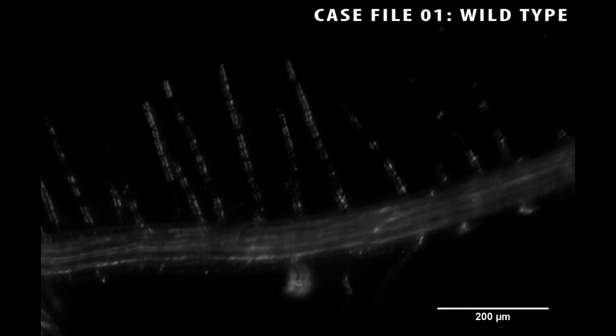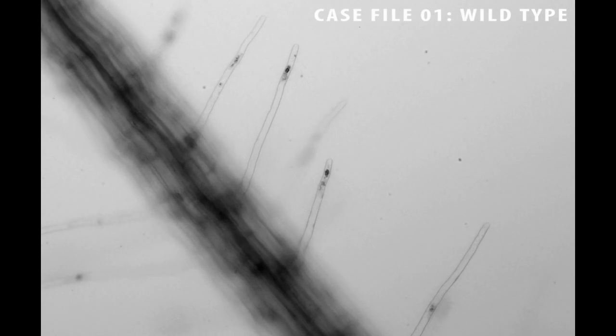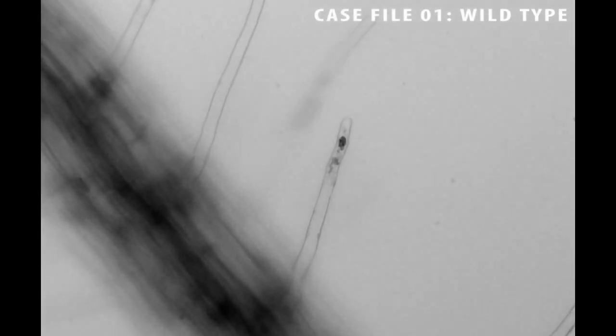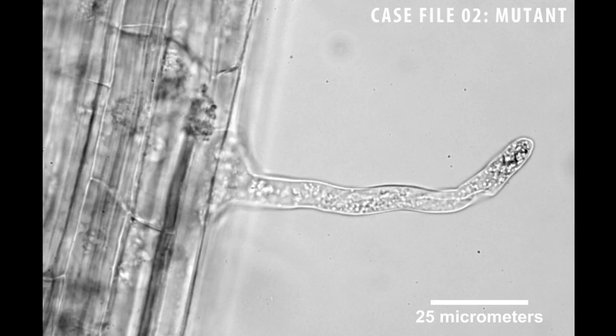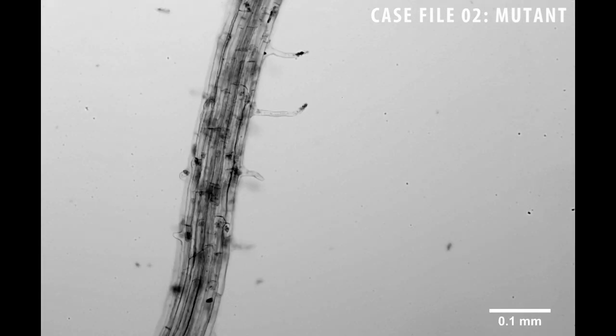As my partner and I scanned through our first set of clues, we confirmed exactly what our sources claimed to be true. While the wild type's root hairs were long and generally straight, the mutants were bent and contorted, shortened because they lacked the myosin genes that are important for rapid polarized growth.